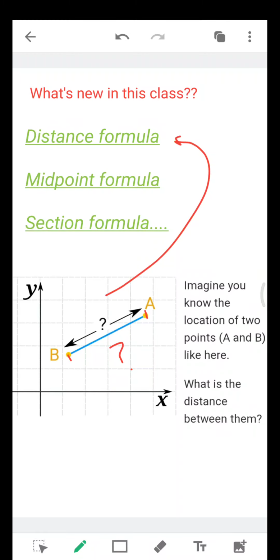So yes, we can find the distance between the points A and B on the graph. We can even find the midpoint of this line segment, or the midpoint of these two locations, by using the midpoint formula. And I'll explain what the section formula is. So these are the three new concepts which we are going to learn in class 10th coordinate geometry. The first concept is that you can find the distance between any 2 points. This is our first concept which we are going to learn in this chapter. Then we'll go for the other formulae too.